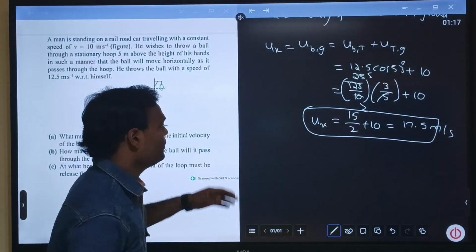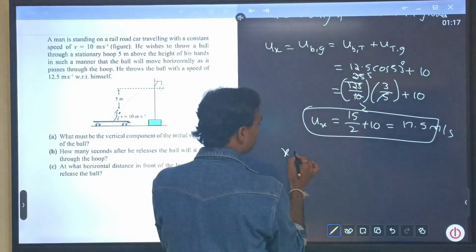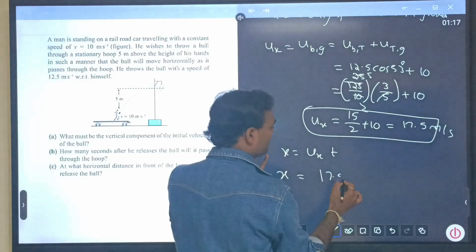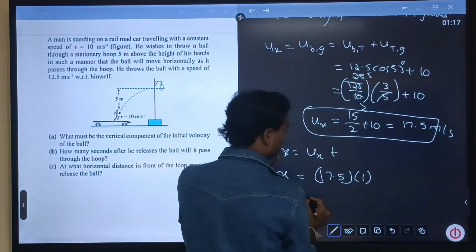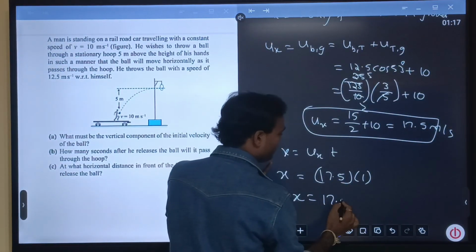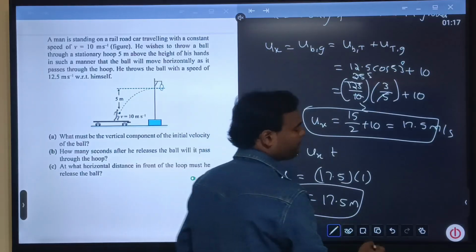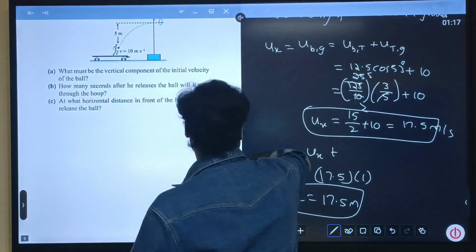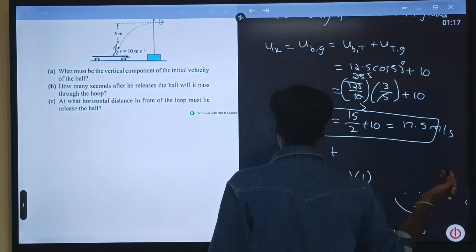Clear? Now x is equals to ux into t is the formula. x is equals to 7.5 into 1 second. So x is equals to 7.5 meters. Clear? And this is what is today's concept along with the numericals.